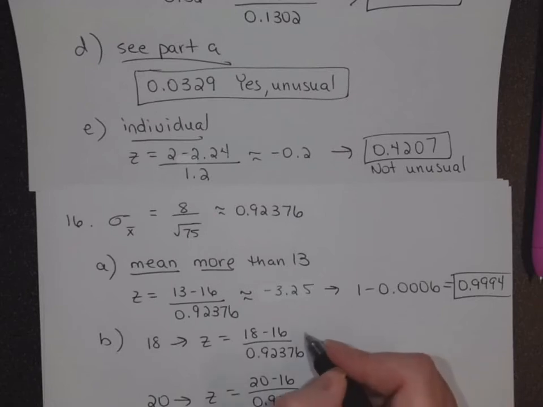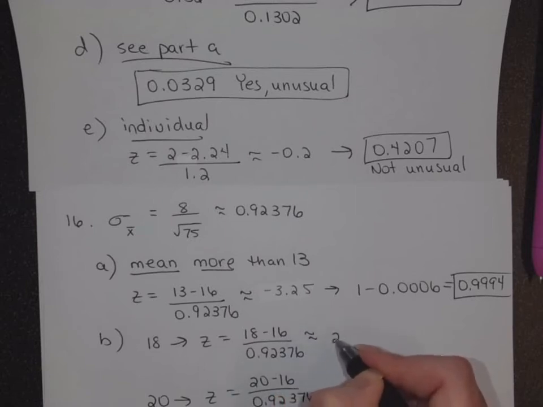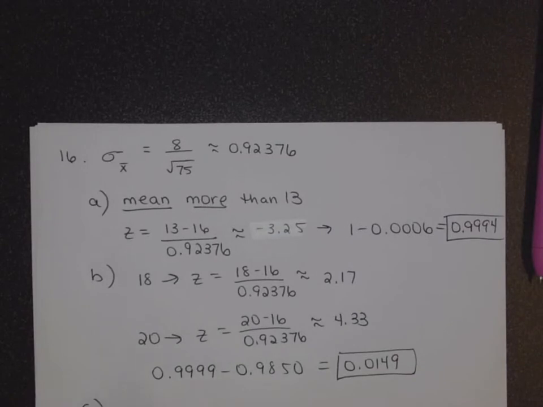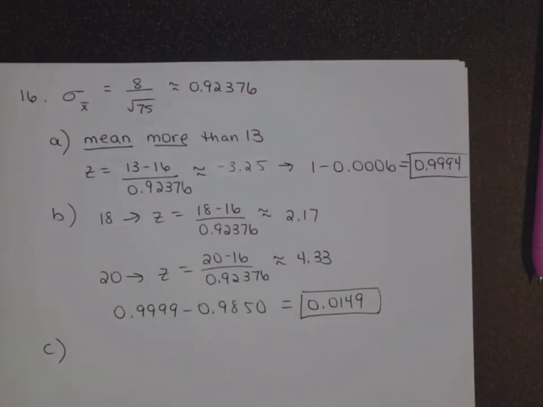So here I got 2.17, here I got 4.33. If you read off the chart, you're going to get these two values. Subtract them, and you get 0.0149. Find the 10th percentile of the sample mean.